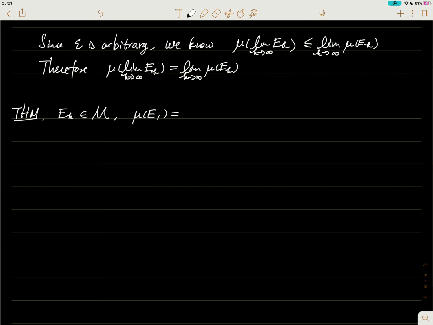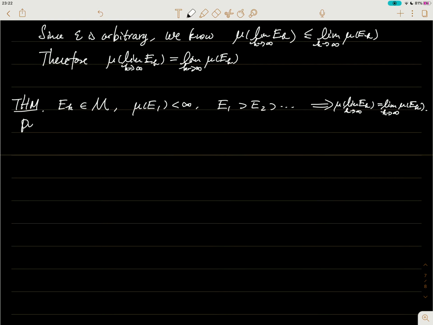We require this to be finite. And also the E1, E2, they are decreasing. Then this implies that the limit of the Ek, the same conclusion: the measure of the limit is equal to the limit of the measure. That means the limit and the measure can exchange order.